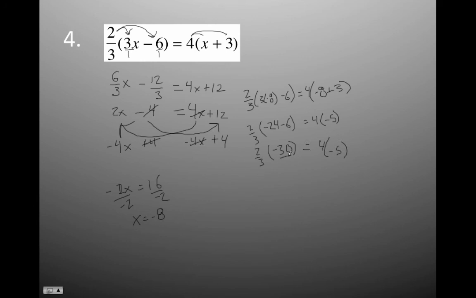2/3 times negative 30: we can take 2 times negative 30 and make it a fraction, because this is a fraction. 2 times negative 30 is negative 60, over 3 times 1, which is 3. Equals 4 times negative 5, which is negative 20. Negative 60 divided by 3 is negative 20. Negative 20 equals negative 20, so x equals negative 8.